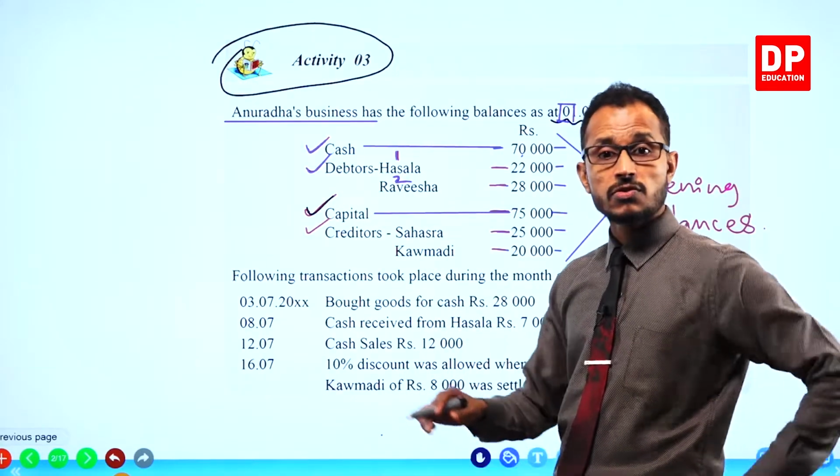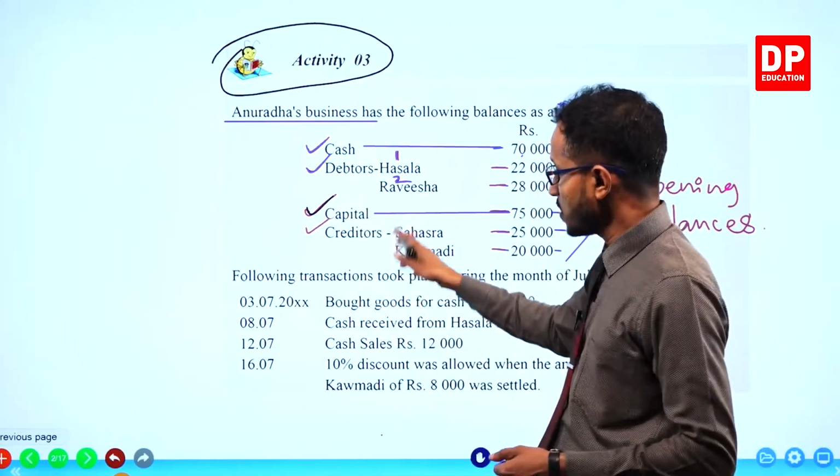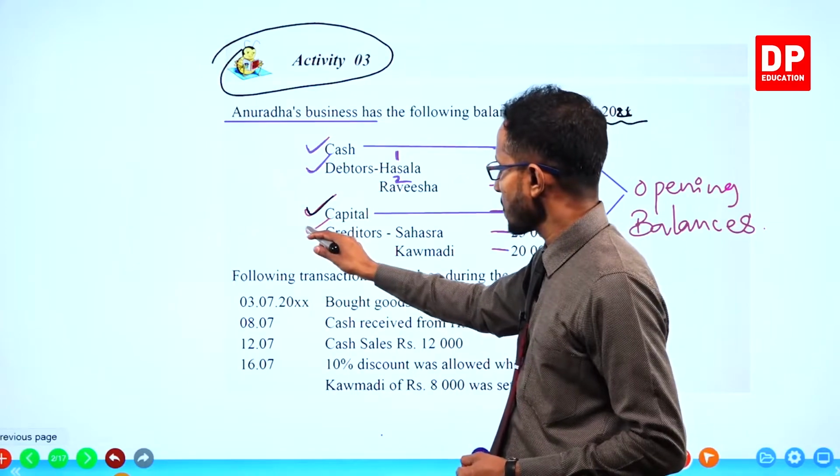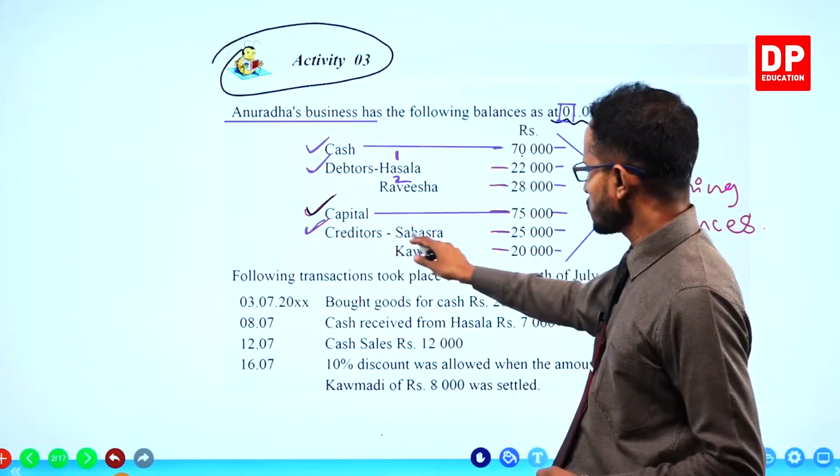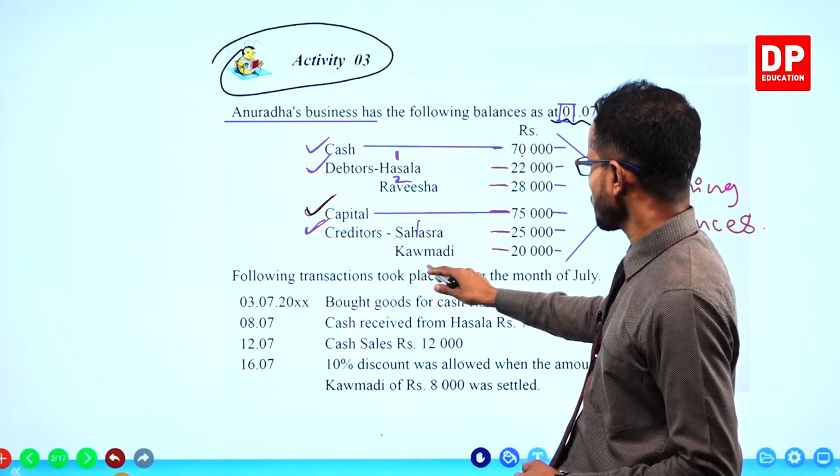Let's finish off recording the opening balances with the two creditors' accounts. We have Sahasra, the first creditor.